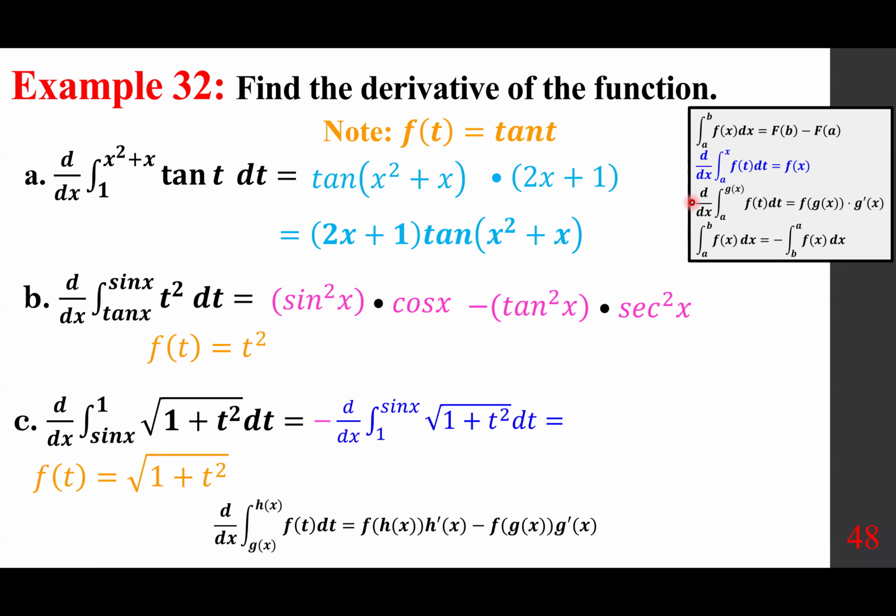And so minus, you put this one, sine x replaces the t, you get minus the square root of 1 plus sine squared x. And now the derivative of sine x, which is cosine x, you put that in front, and you get minus cosine x times the square root of 1 plus sine squared of x.